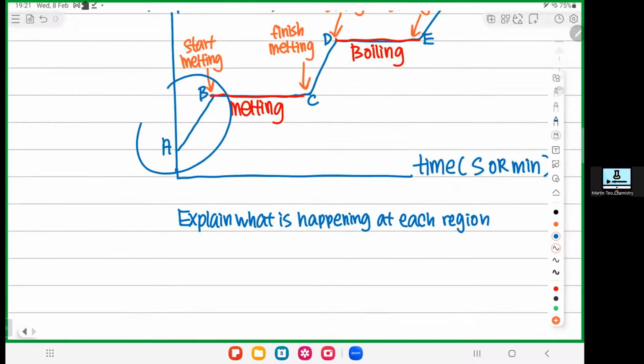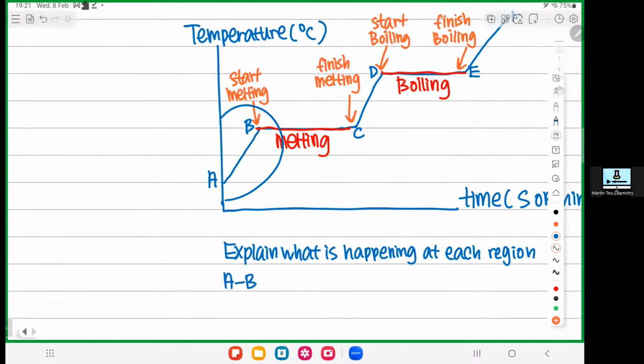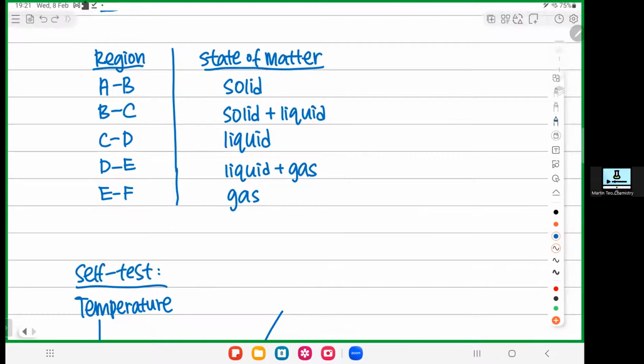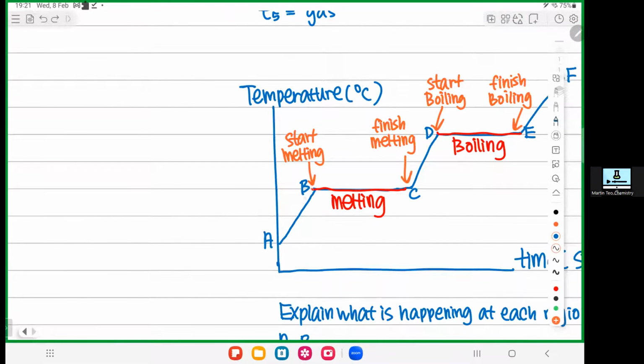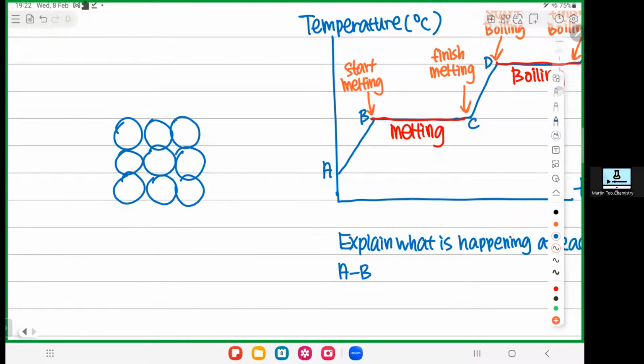Okay, A to B. From A to B, this is very, very easy. What happened? Just imagine, A to B, everything is still in solid form. So A to B is a solid. Do you have a melting process? No. Just imagine you have some solid like this. This is solid, so the particles are squeezed together. Now you heat the solid. Does the melting happen here? No, melting does not happen in AB. Melting only happens in BC.